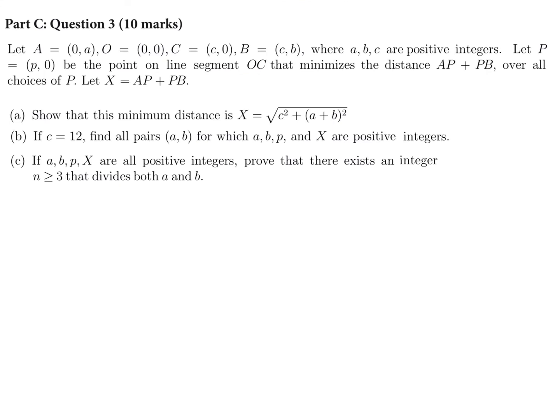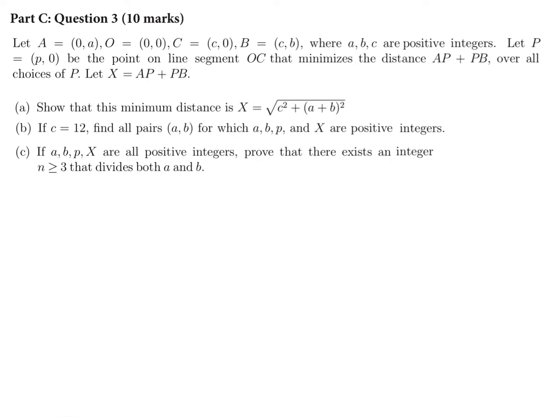Let A be (0, A), O be (0, 0), C be (C, 0), B be (C, B), where A, B, C are positive integers. P is (P, 0), the point on line segment OC that minimizes the distance AP plus PB over all choices of P, and X is AP plus PB. Show that the minimum distance X equals the square root of C squared plus (A plus B) squared. All right, so let's draw a diagram first.